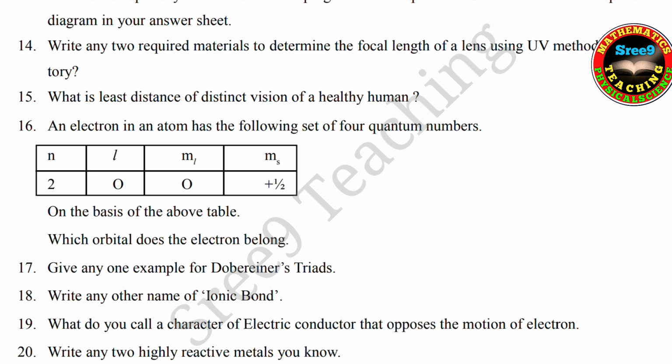And see the question below the table. On the basis of the above table, which orbital does the electron belong to? Here the 4 quantum numbers of one electron are given. Now we have to identify to which orbital this electron belongs. Okay, now let us see the answer.